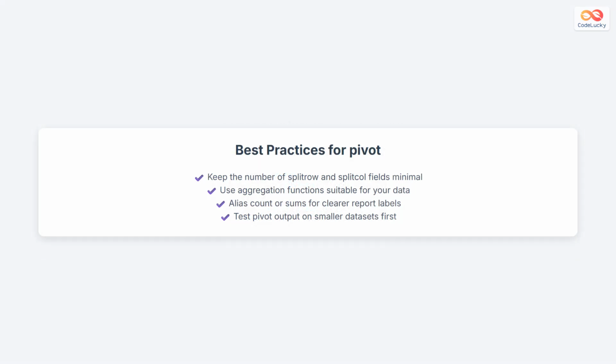When using the pivot command, keep the number of splitrow and splitcol fields to a minimum to avoid overly complex tables. Use aggregation functions that are appropriate for your data type. Always alias your count or sum results for clearer labeling in reports. Testing your pivot output on smaller datasets first will help ensure accuracy and performance.